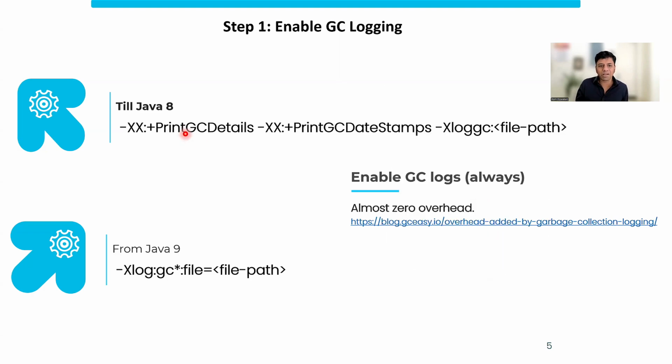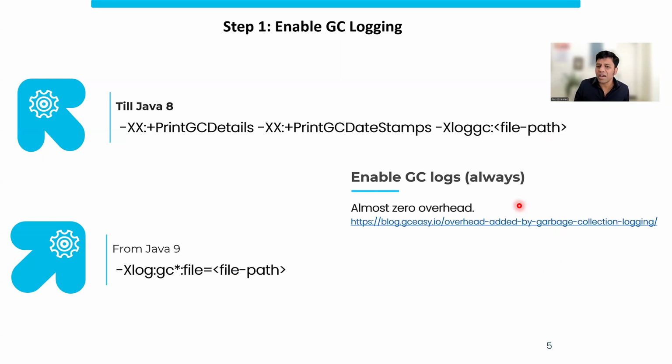If you happen to be running on Java 8 or an earlier version, pass this argument and specify a file path. Whenever any garbage collection event runs in your memory, it's going to be logged, printed into this file path. And if you happen to be running on Java 9 or above, use this argument with a file path, so that the GC information will be printed into it.